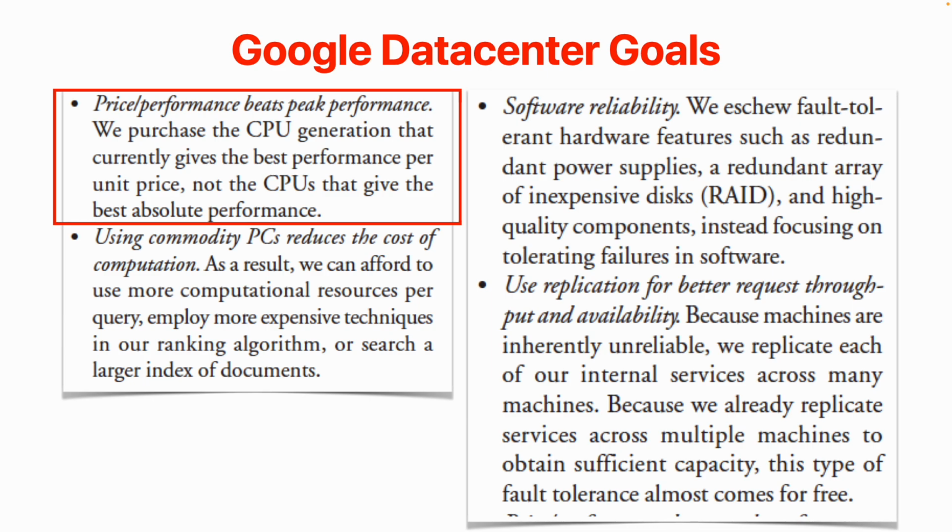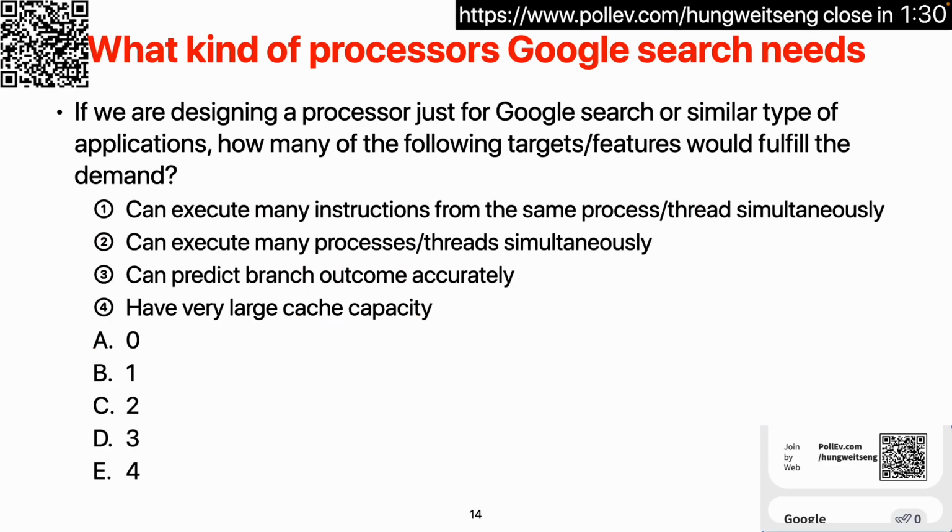So that's how Google succeeded. It's a company that knows how to control the cost. It's a company that knows how to use the lowest amount of money to give you the service at an acceptable level. All right. So in that kind of company, what kind of processor do you think they chose at that time?